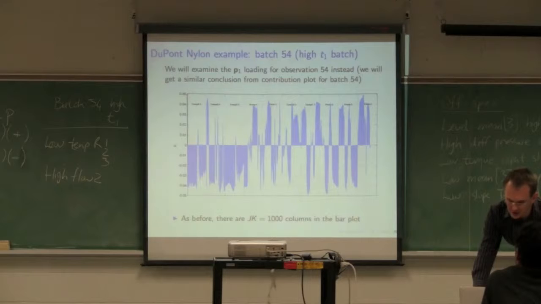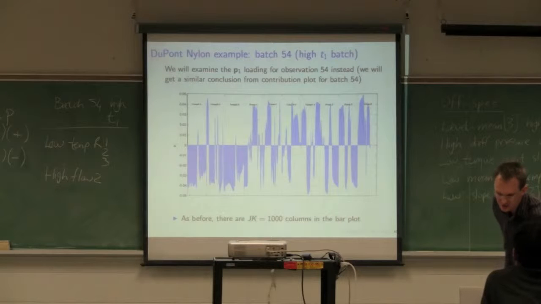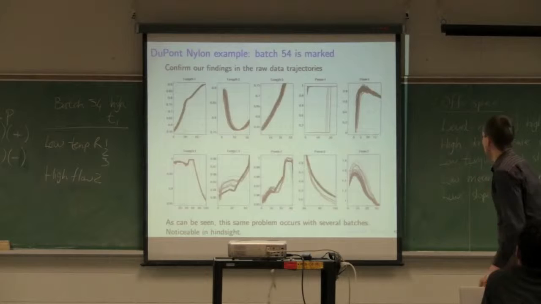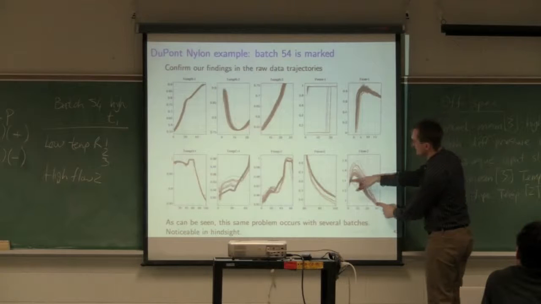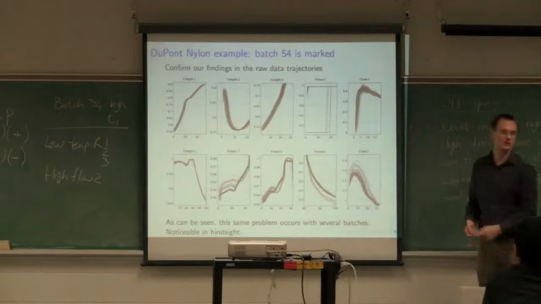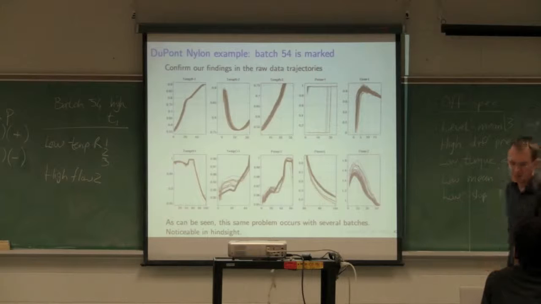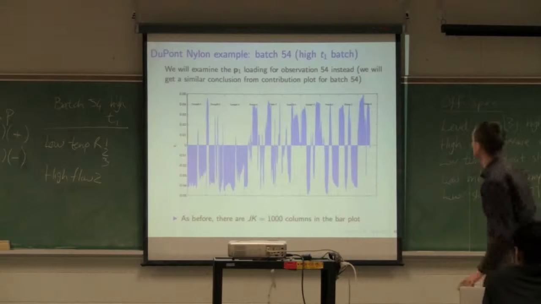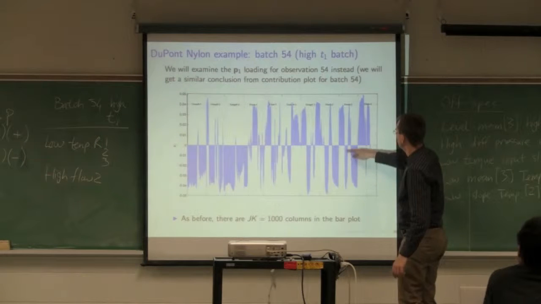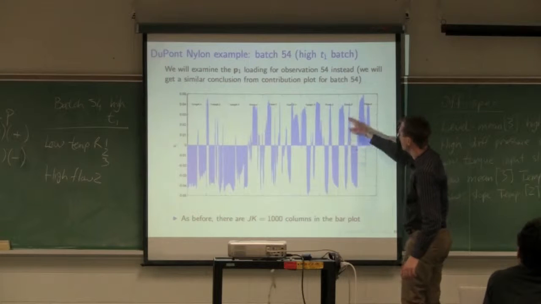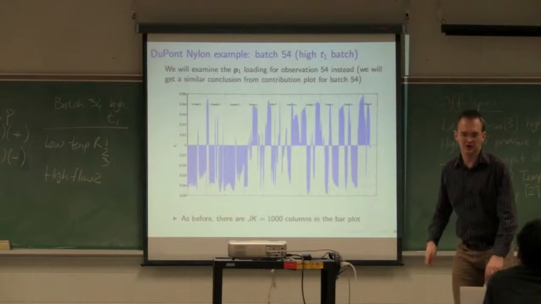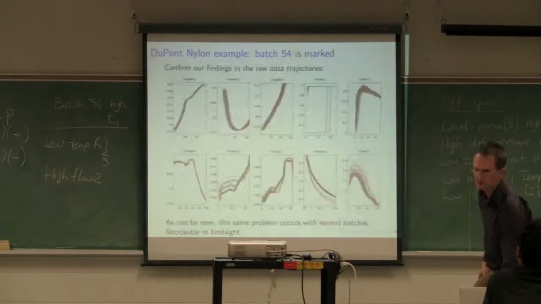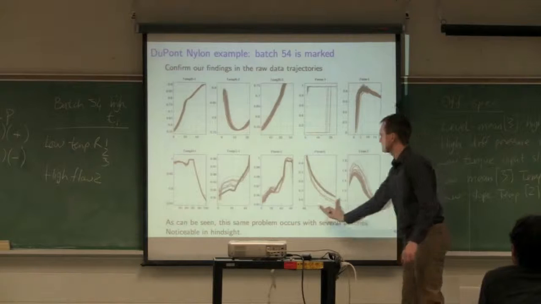Okay, so you could go look at all the other trajectories as well. Flow 2, we said, was high. In the raw data there, I've zoomed in on the first 30 seconds, it's above average flow rate over there. And pressure 3 was below average there at the end of the batch. So high at the beginning, but low at the end, and that's the part I've zoomed in over here. Was that towards the last 40 seconds of the batch?